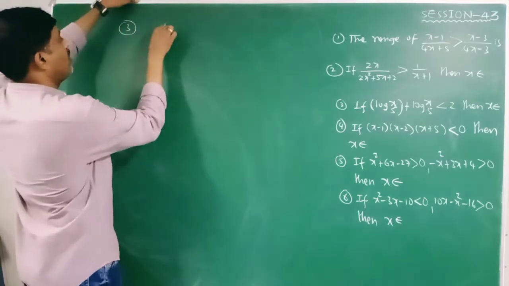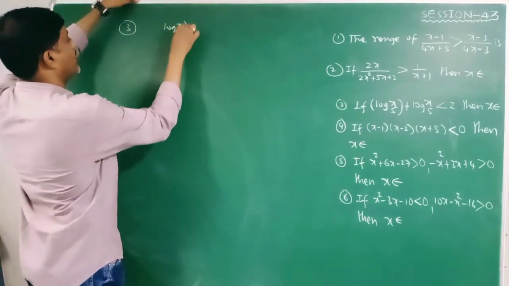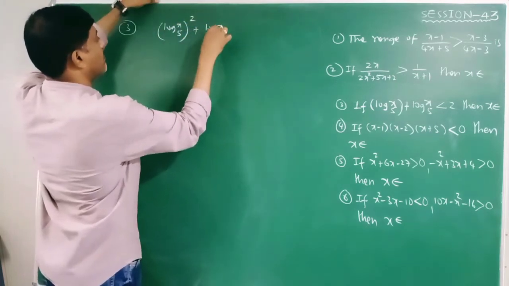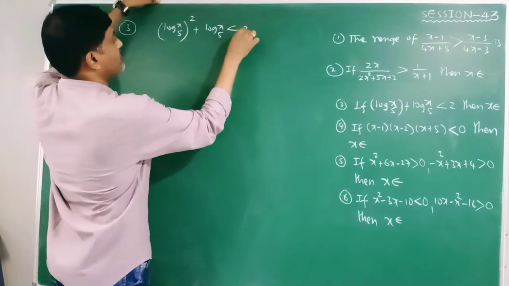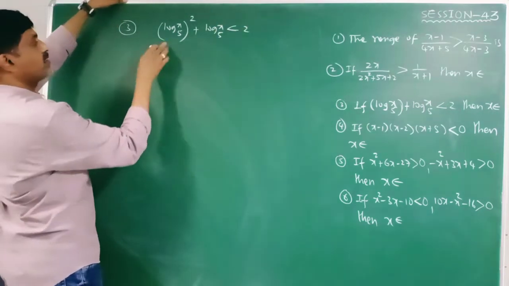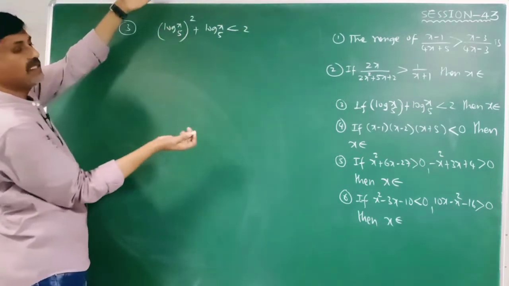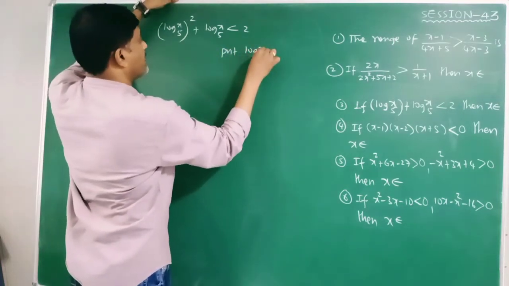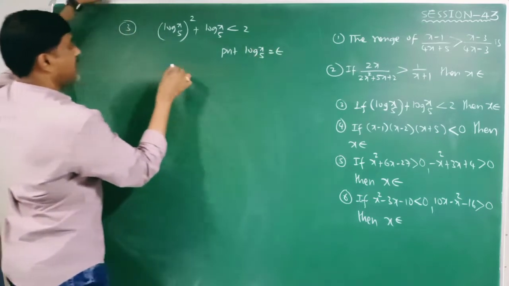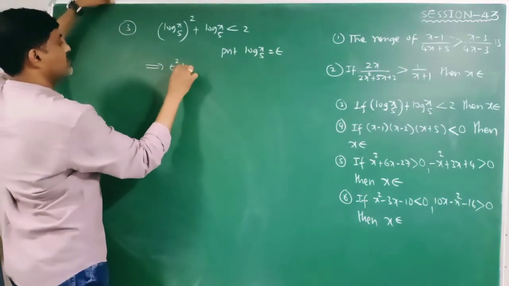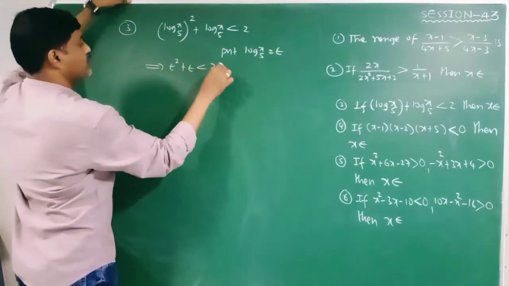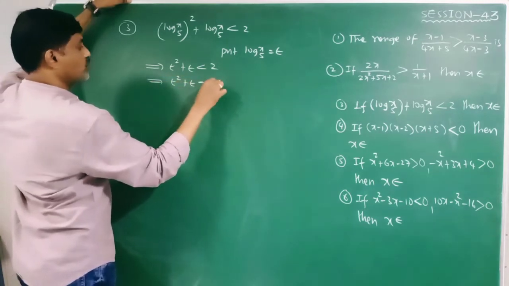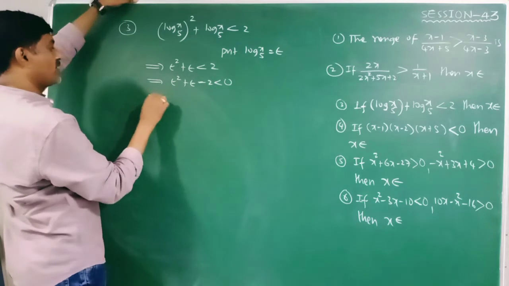What is that? Log x base 5 whole square plus log x base 5 is less than 2. Now we have to find the value of x. Consider log x base 5 as t. Put log x base 5 as t, it will become t square plus t less than 2. Bring this side, this is t square plus t minus 2 less than 0.